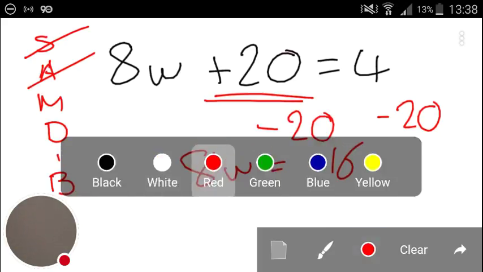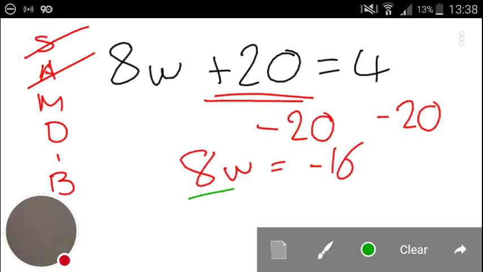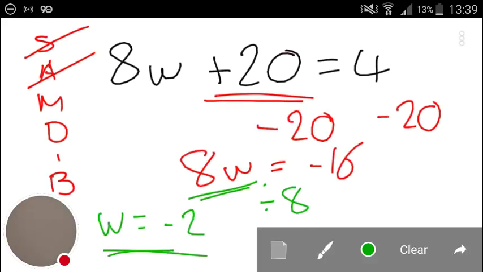So I've done my additions. Are there any multiplications? Yes, as we discussed at the very start of this, 8w is a multiplication. It's saying do 8 times w. So 8w is minus 16. Again, I need to do the opposite of this. The opposite of times is divide. So I'm going to divide everything by 8, and I end up with w equals minus 2. In this case, w is minus 2.